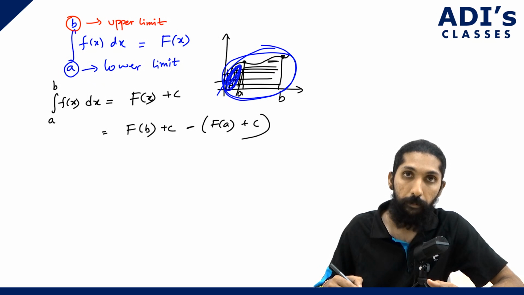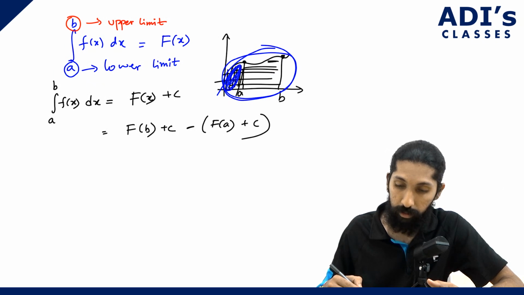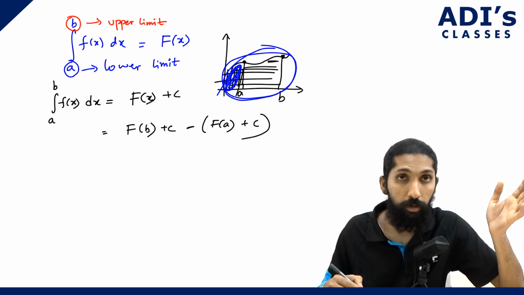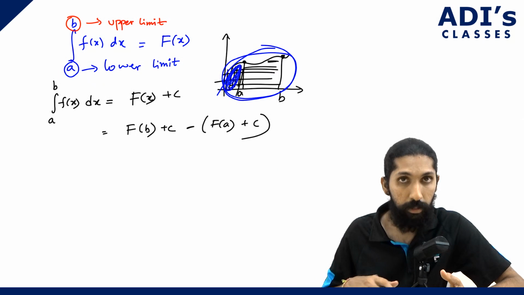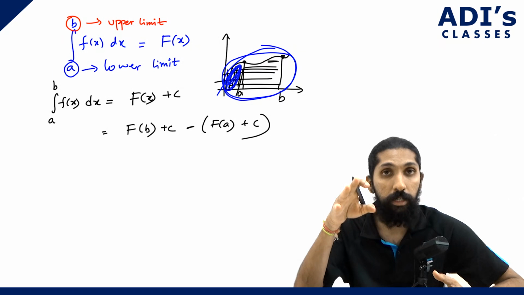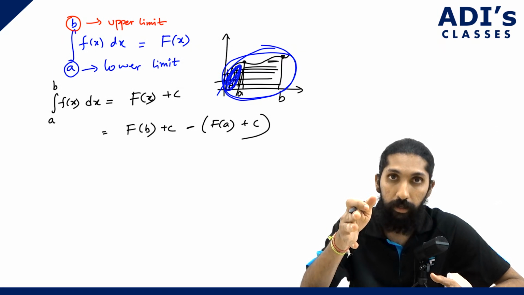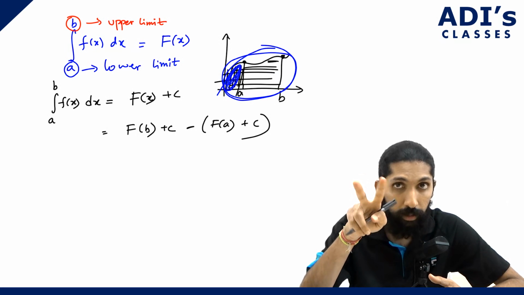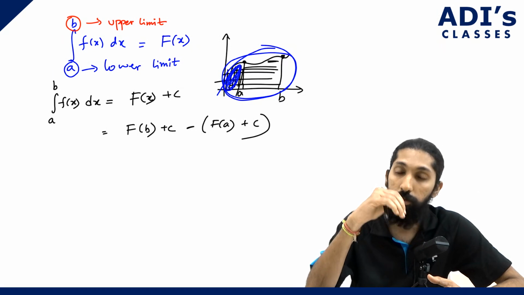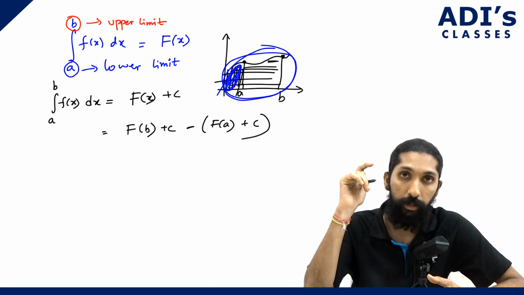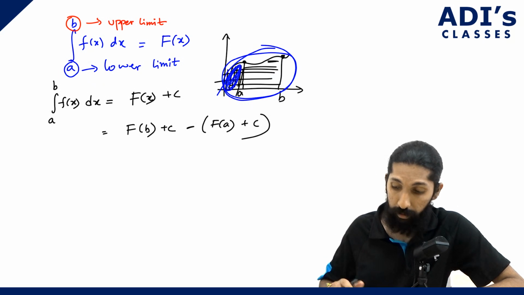Understood, right? So f of b gives us the area from that point all the way till origin, like the whole thing. F of a also does the same thing, but f of a starts from point A, right? So in between that region, between A and B, that is what is required for us. So you do f of b minus f of a.